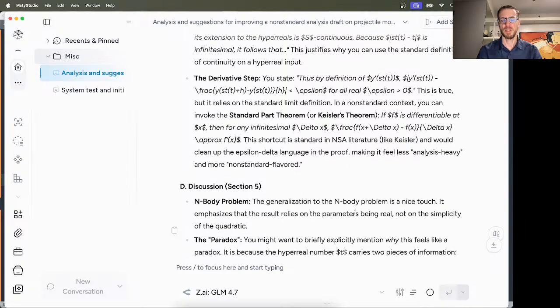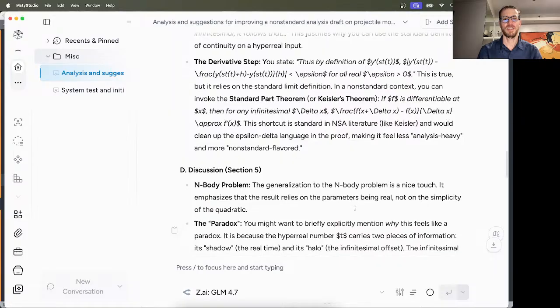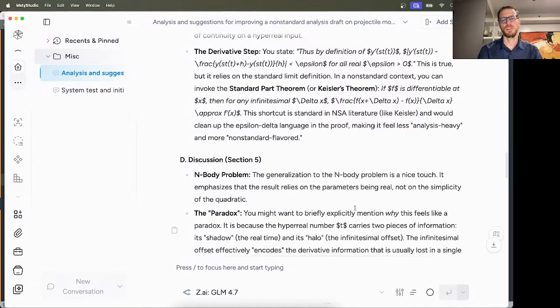If f is differentiable at x, then for any infinitesimal delta x, f of x plus delta x minus f of x, over delta x, is approximately f prime of x. This shortcut is standard in non-standard analysis literature. Is that a contradiction, to be standard in non-standard analysis literature? Likely Kiesler. It would clean up the epsilon-delta language in the proof, making it feel less analysis heavy and more non-standard flavored. Yeah, but it also makes it less self-contained. But it is good to mention. It might be good to parenthetically mention that.